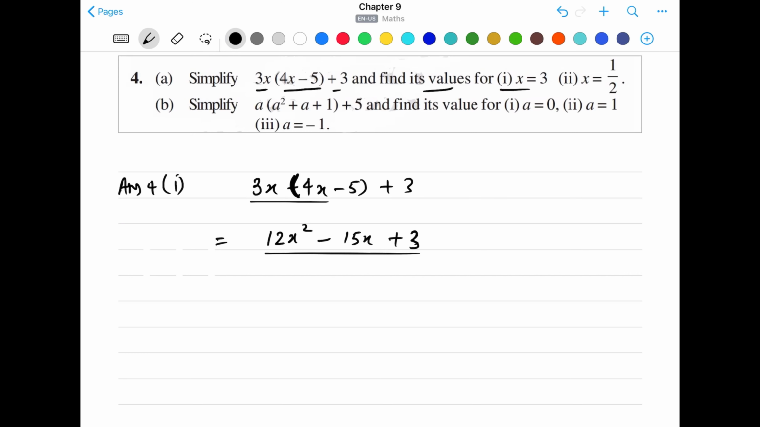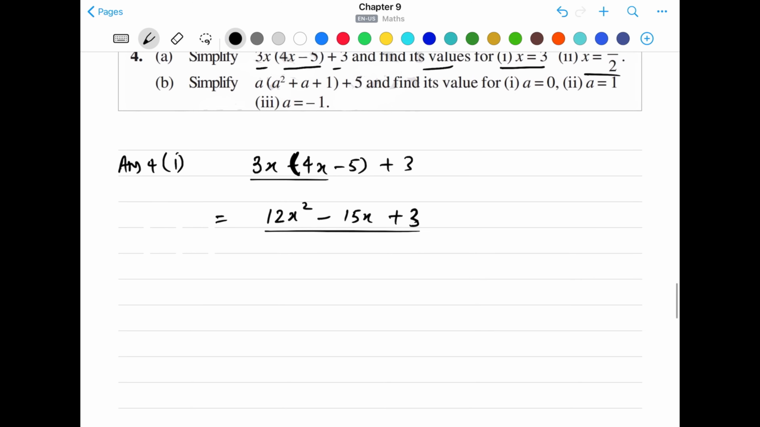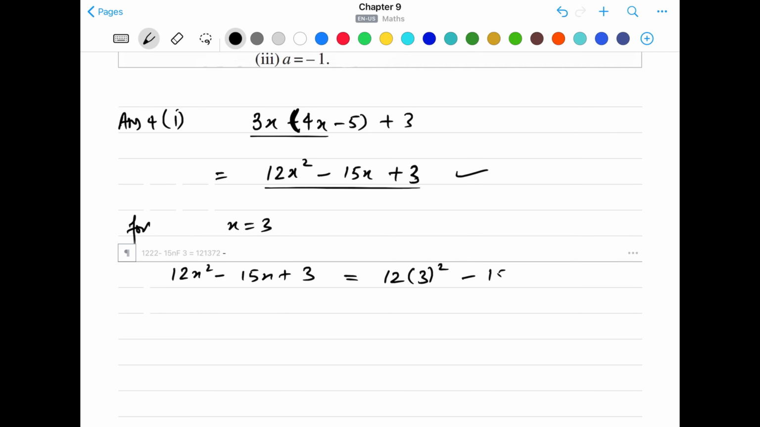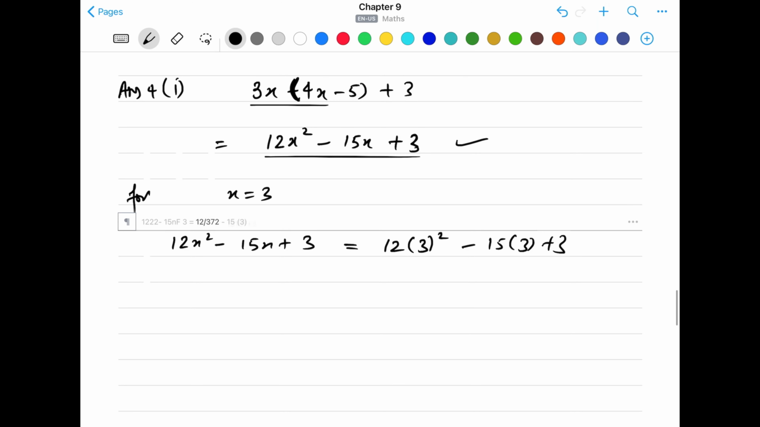Now we are going to find its value for x equals 3 first, then x equals 1/2. So let's start first with x equals 3. That means we are going to replace all the x's in this expression by 3. The given expression is 12x square minus 15x plus 3. So we'll replace all the x by 3, so this will be 12 into 3 square minus 15 into 3 plus 3. This 3 square is 9, 9 into 12 is 108. Then minus 15 into 3 will give us 45. Then we have plus 3.